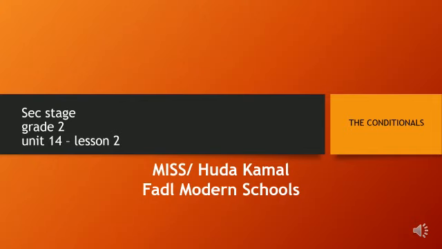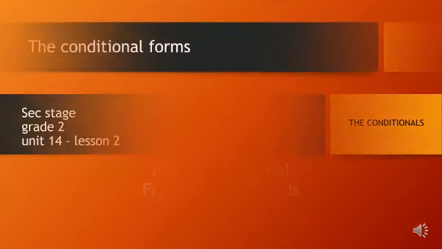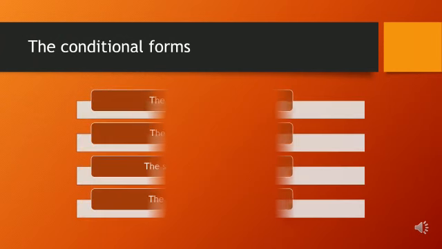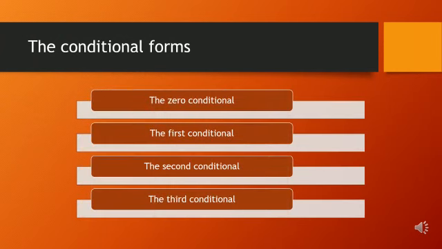Today we are going to deal with Unit 14, Lesson 2. Our lesson today is a grammar lesson which is talking about the conditionals. Basically, we should know that there are four main types of the conditional: the zero conditional, the first conditional, the second conditional, and the third conditional.